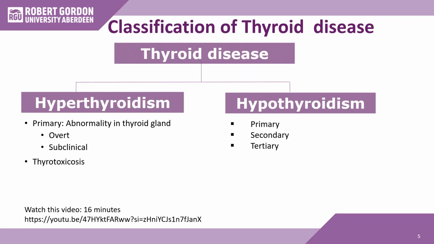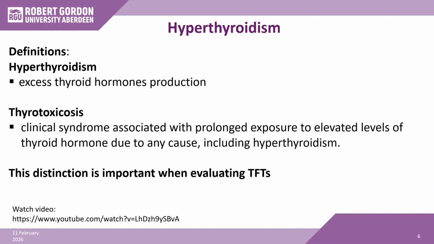When it comes to classification, we do have two main types of thyroid disease. So we have hyperthyroidism and hypothyroidism. In this second part, I will be covering hyperthyroidism. So what is hyperthyroidism?